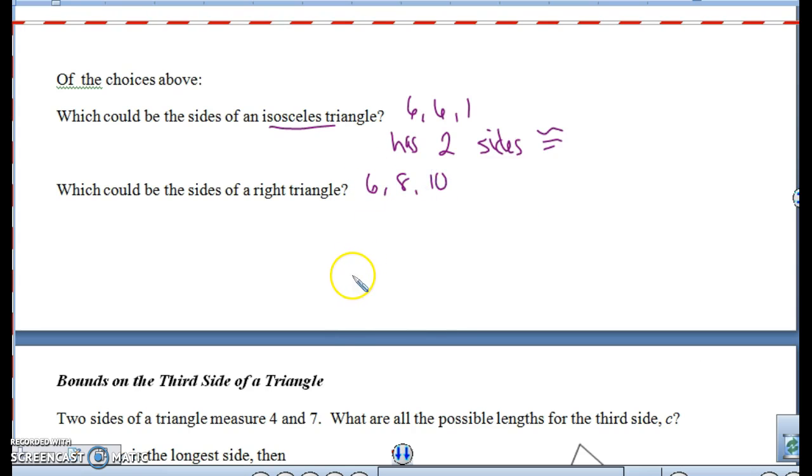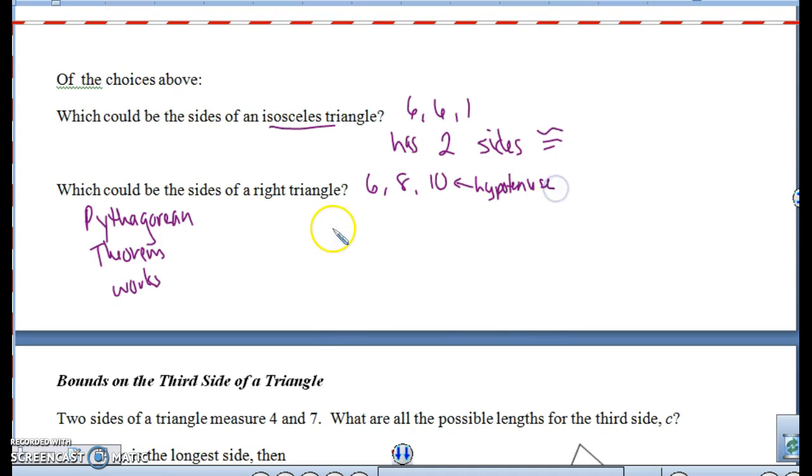Well, for a right triangle, the Pythagorean theorem will work on it. So if I use the Pythagorean theorem and apply this, remember, the Pythagorean theorem says a squared plus b squared equals c squared, and the c squared is the hypotenuse. So if I have 6, 8, and 10, which one would be the hypotenuse? The hypotenuse would be the longest side, so that's the hypotenuse.